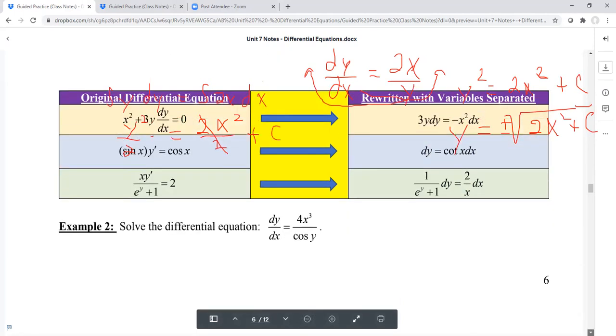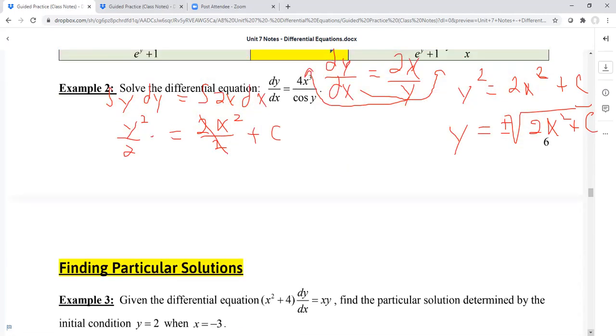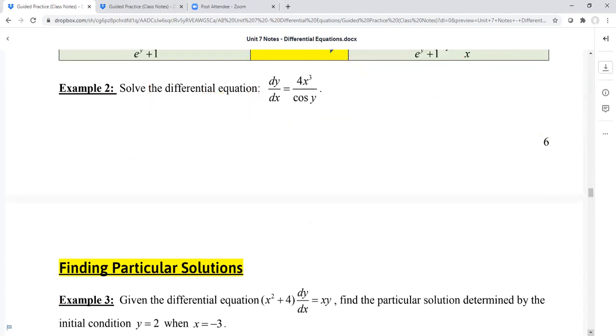So we're going to come down here and do the next problem, where we're going to do the same thing we just did. We're going to get the dy and keep it on the left, take the dx to the right, and then we're going to get the cosine of y with the dy. So we multiply the cosine over with the dy, and then we multiply the dx over with the 4x cubed. And that's separating the variables, all the y's on the left, all the x's on the right. And on the AP test, you get 1 point just for doing that.